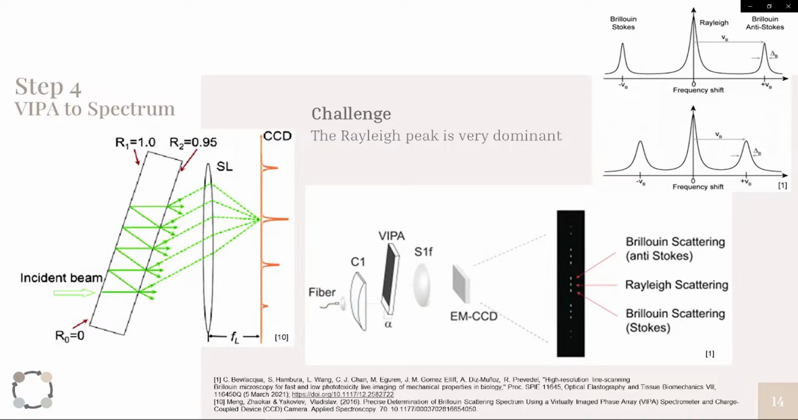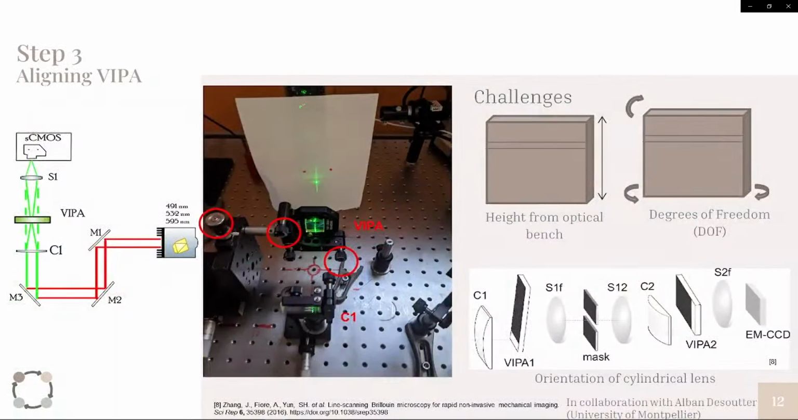So once it goes to the camera, the image that you see is actually just lines or points. If you use one single VIPA, you will be seeing lines. Your spectrum will be lines. So in the lines, you have Rayleigh scattering, and on either side, you will have Brillouin scattering Stokes and Brillouin scattering anti-Stokes. But if you use a 2 VIPA system, as seen here by Zhitao Zhang, what you will be receiving is points. So you will get points of Rayleigh peaks and points of Brillouin peaks.